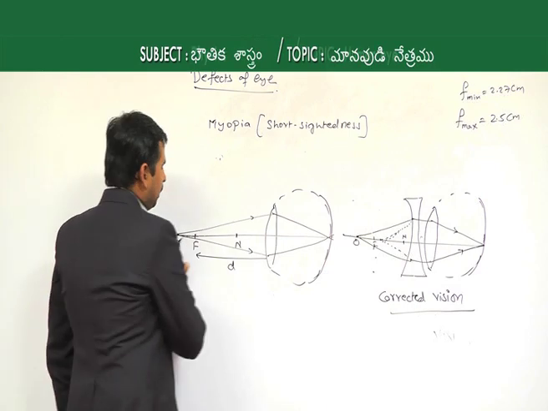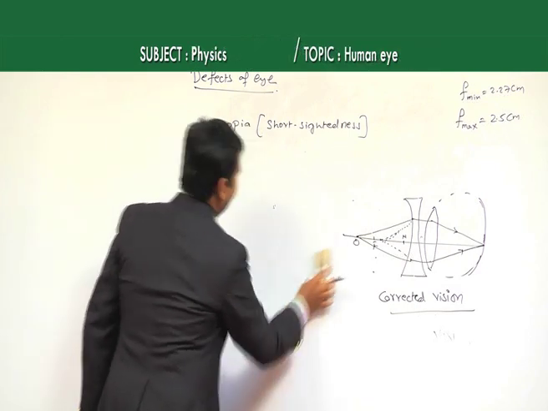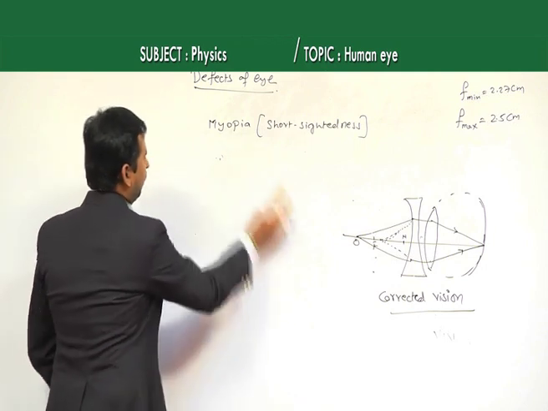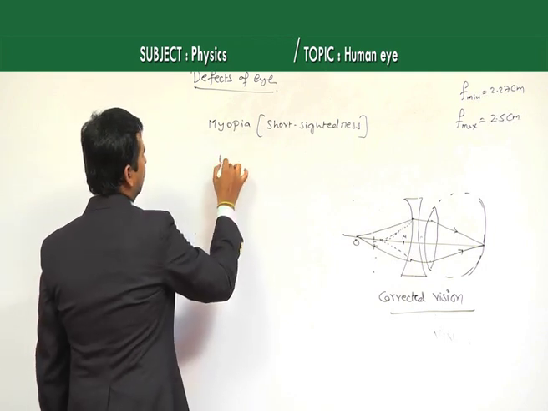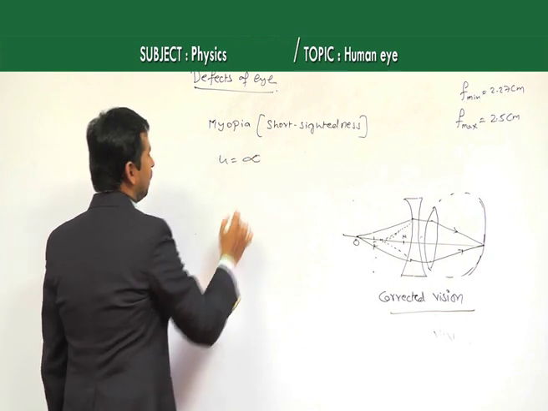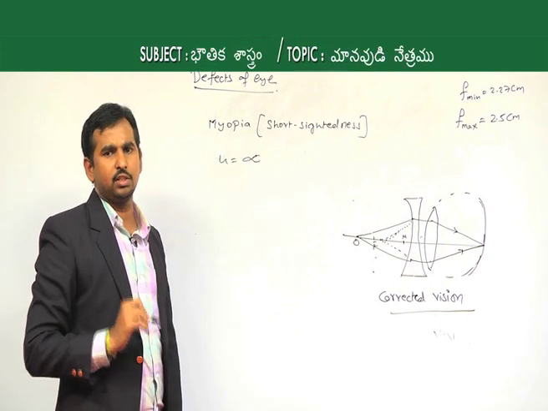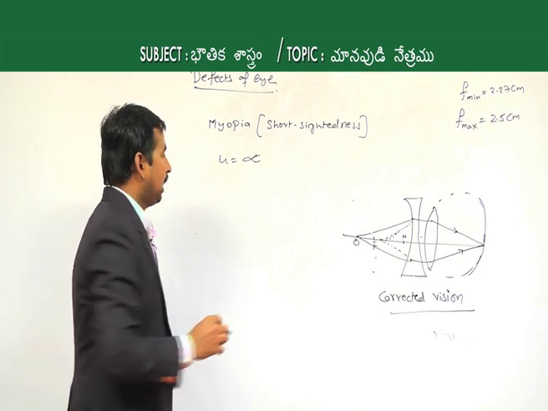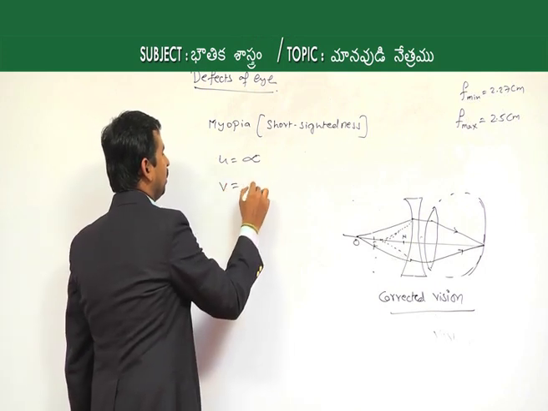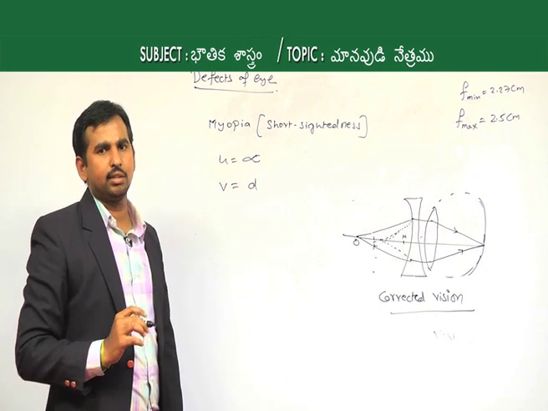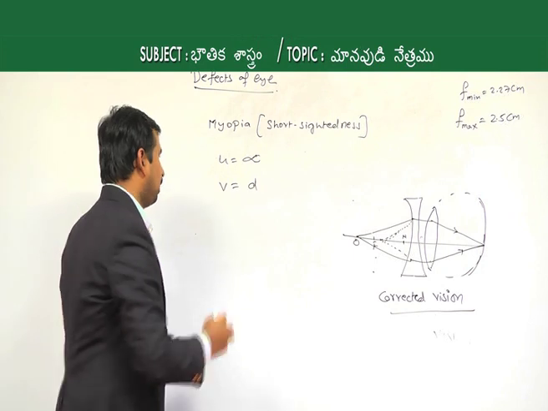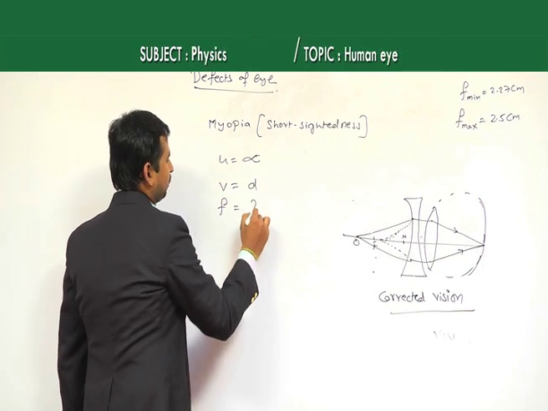Then here, if it is d, I want to make that image, where the object is at infinite far distance, I want to bring that image up to d, where I can see very clearly. Okay. Then what is the suggested focal length here?